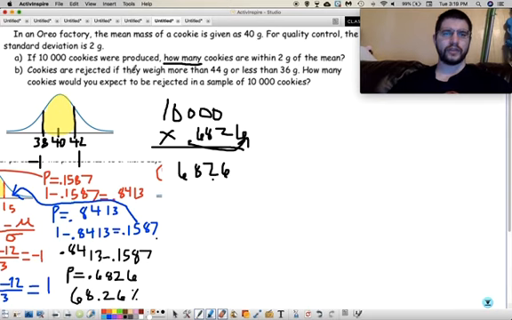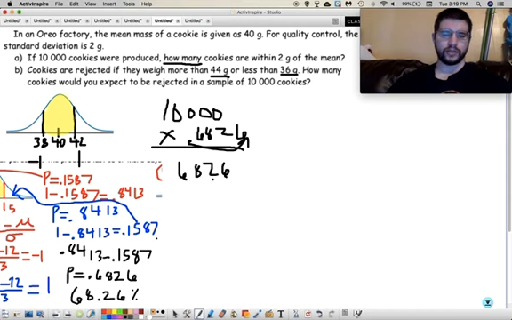Okay, cookies are rejected if they weigh more than 44 grams or less than 36. So yeah, they don't want to throw away 3,200 cookies. That's just ridiculous. But let's see how many cookies will be thrown away if we are out of this range here. So, I bet you that's 2 standard deviations away. That's what it looks like.